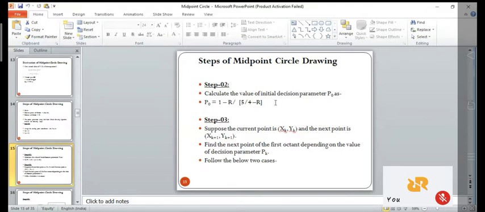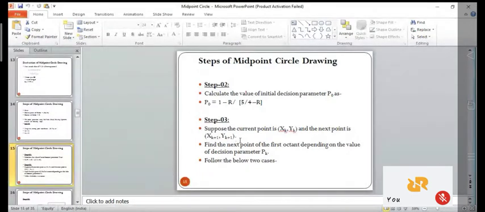Then next is, after you compute the initial decision parameter, the next step is you have to compute the next pixel. So initially if your pixel is 0, 0, or you can say x of k, y of k, then the next pixel would be what? It will be the incremented value of x and y. Or it might be that x might be incremented or y might be decremented.